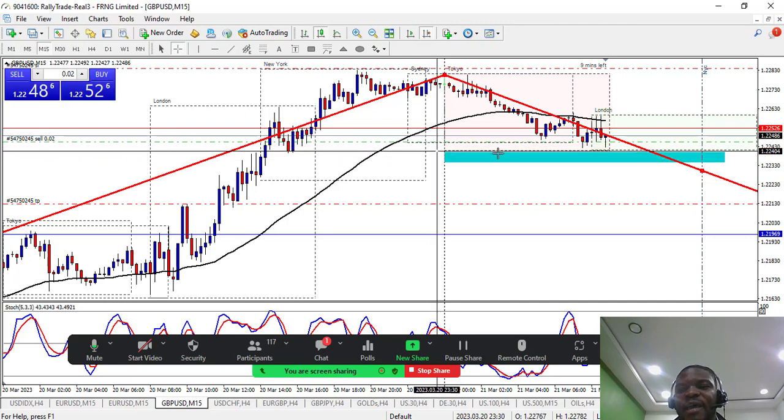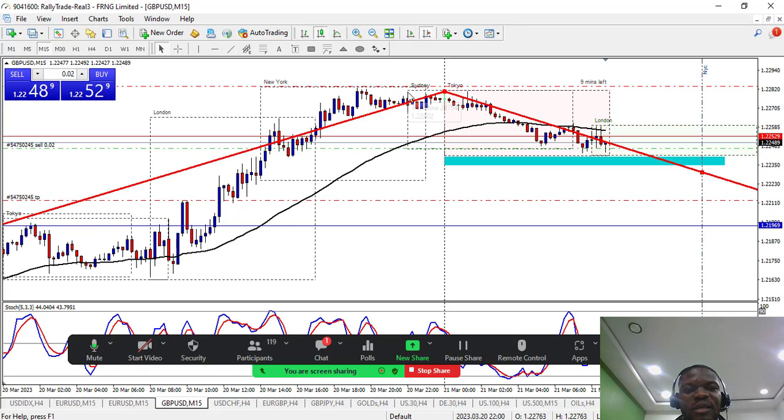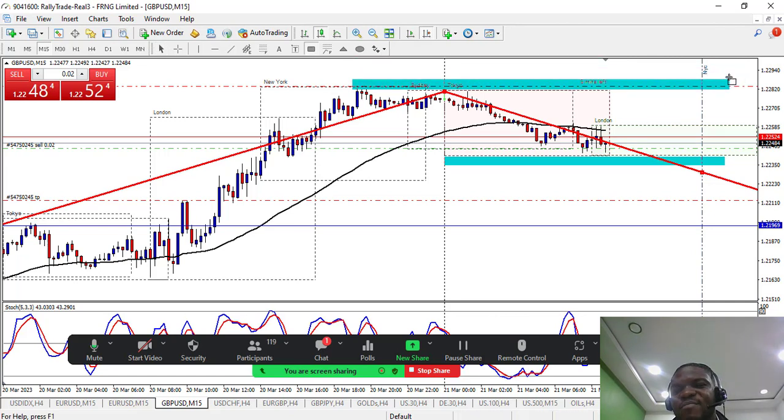Then for the buy, remember this is the high we saw on the H4 time frame. If the market can trade above this high, look at this high, please, then you want to look out for a buy position, which I know will be hard for today. But my bias is for a sell. Okay, it's for a sell.